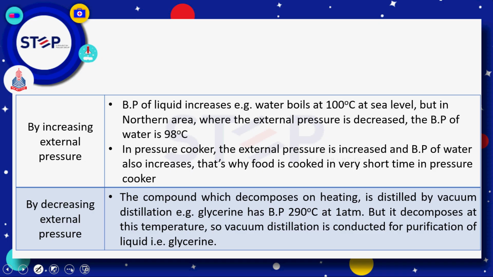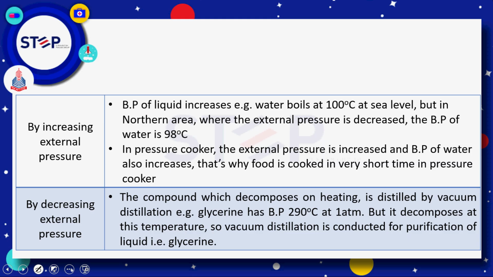So boiling point depends on external pressure. When external pressure decreases, boiling point also decreases. When external pressure increases, boiling point also increases. If external pressure is 1489 torr, then boiling point would be 120 Celsius. By decreasing external pressure, boiling point will decrease.